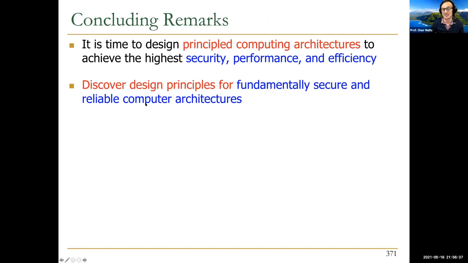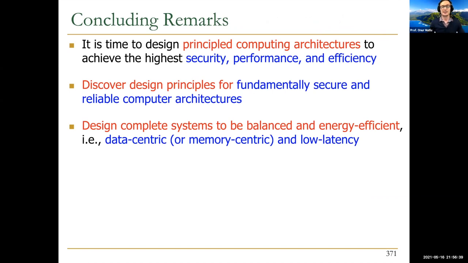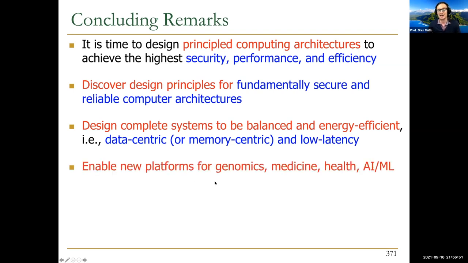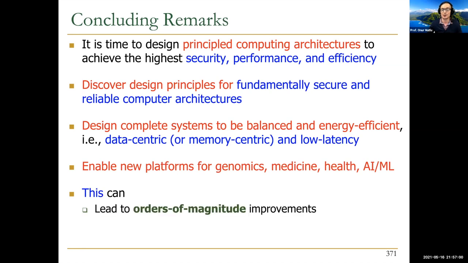I don't think we know these very well today. And I think we know the principles for designing complete systems to be balanced and energy efficient. We would need to be data-centric and low latency, but we don't know how to apply them in the general purpose sense. And I think we also need to enable new platforms for really important applications like genomics, medicine, health, and AI, ML. I think doing all these can lead to orders of magnitude improvements.